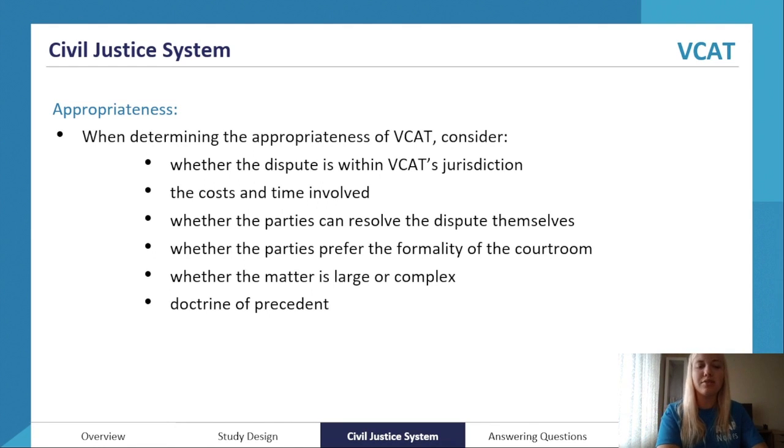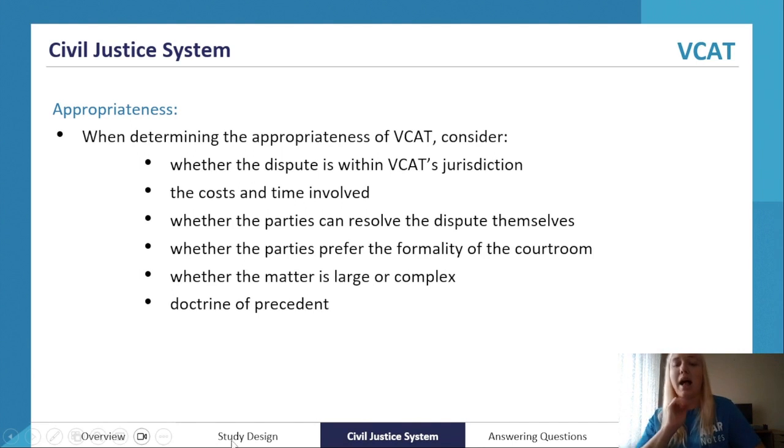The cost and time involved, essentially, do one of the parties or both of the parties care about saving time and cost? If so, VCAT's appropriate. Whether the parties can resolve the dispute themselves. That would be the preference. Because why would they go to VCAT? VCAT will give them a legally binding solution. And it will still be more time consuming and more money involved. If the parties are willing to resolve the dispute themselves, they should go to a mediator or a conciliator and try to engage in discussions about a settlement first.